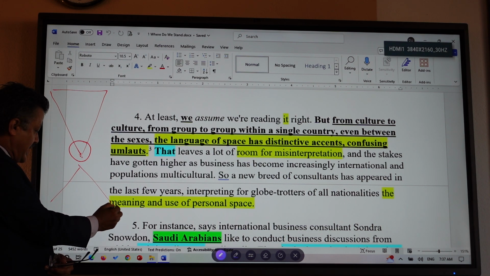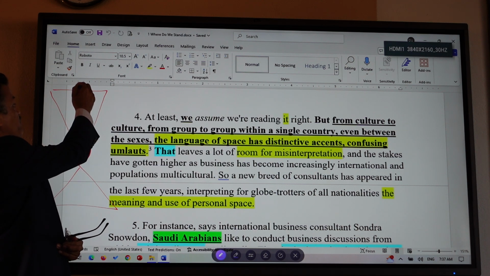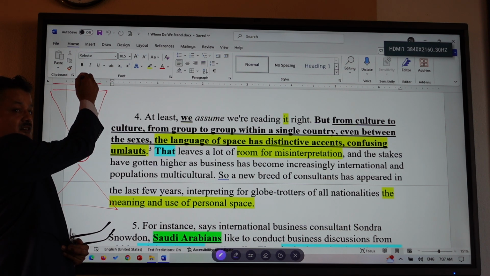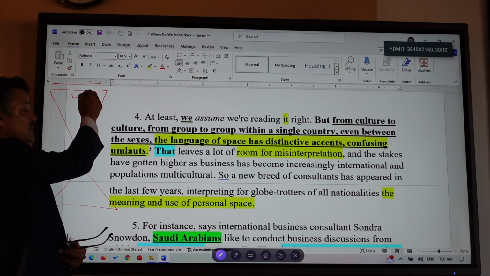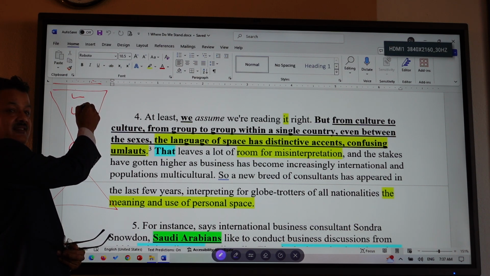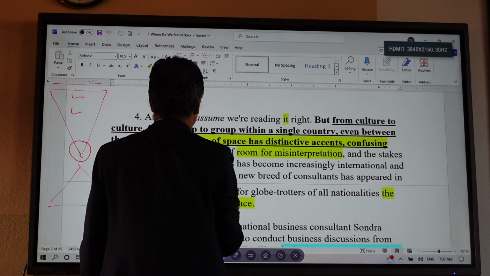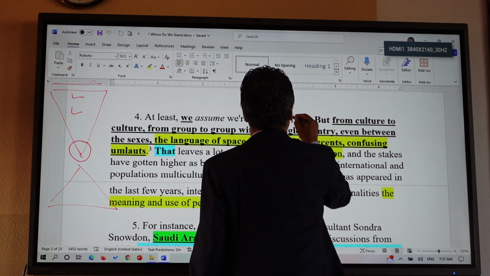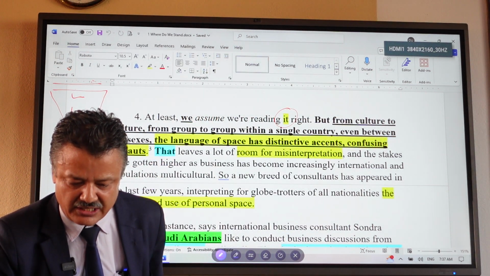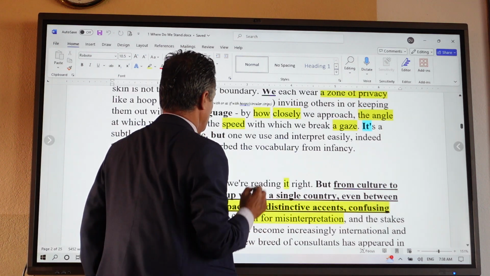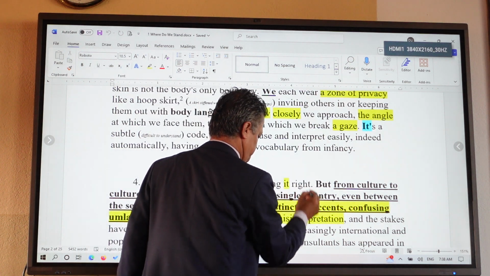Normally pyramids go like this, right? Pyramids look like this. But in this pyramid, you begin with a broad idea, the drama, you narrate the language of space, further you narrate body language, and finally you exactly present your argument. Now read here. At least we assume we are reading it right. Let me show one surprising thing. I've been telling you the techniques of connection. See, in the 4th paragraph, the writer uses the pronoun it.